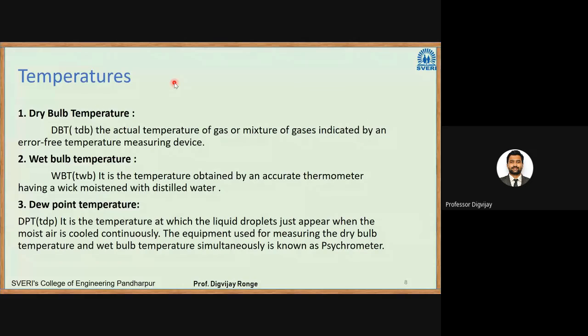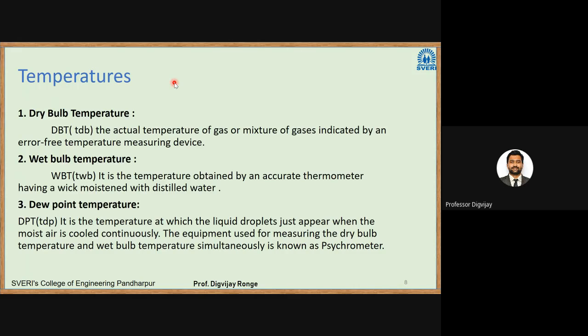So this phenomenon is very common. In summer conditions, what we use is a water cooler. We pour water inside the water cooler. There is a mesh, and in that mesh this water is dripped. Then we have a fan. This fan creates a pressure difference. Because of the pressure difference, these water particles come out of the mesh and are mixed in the air.